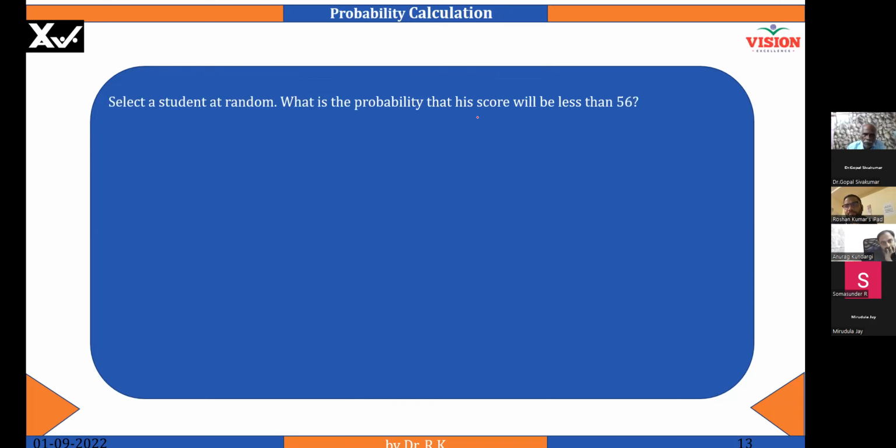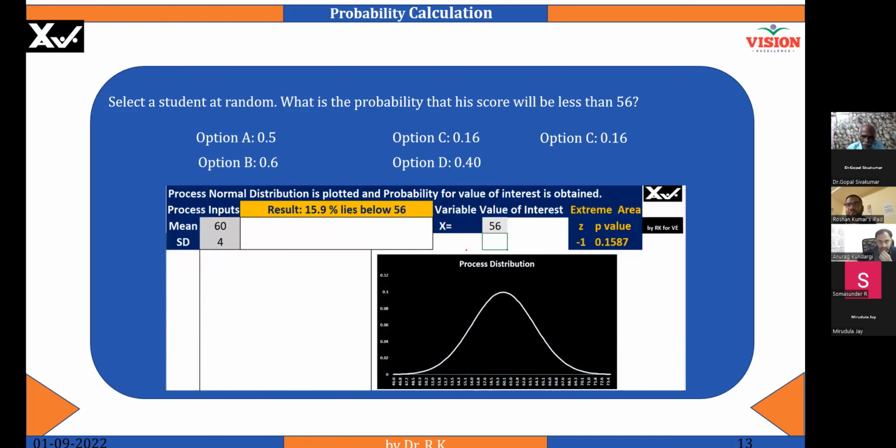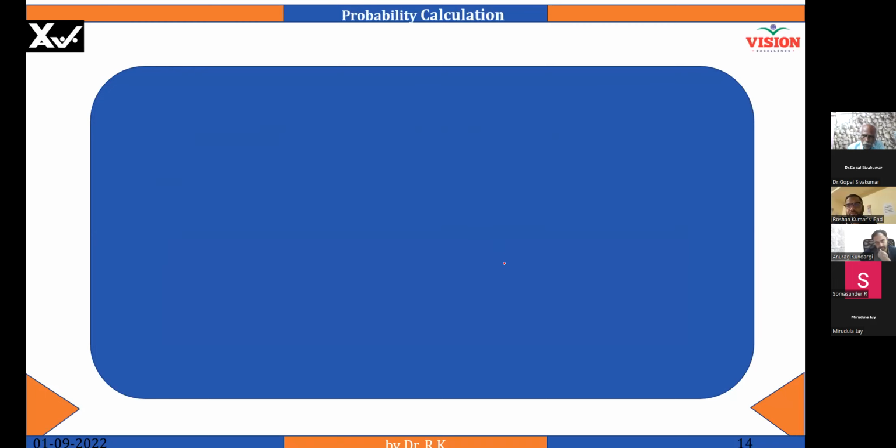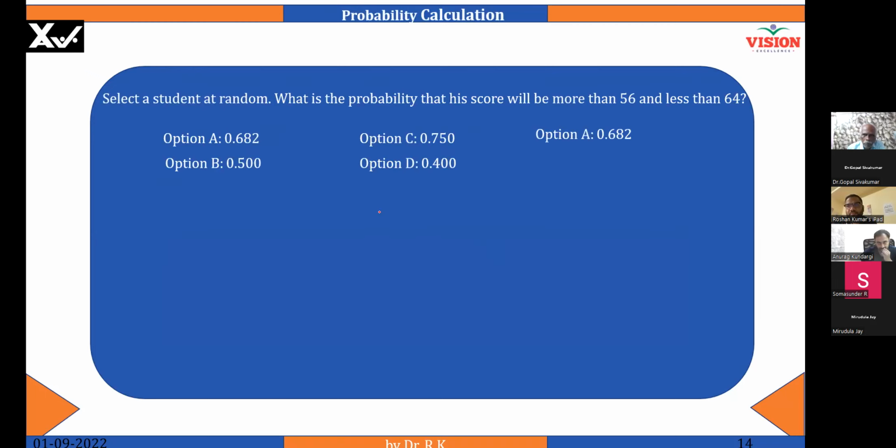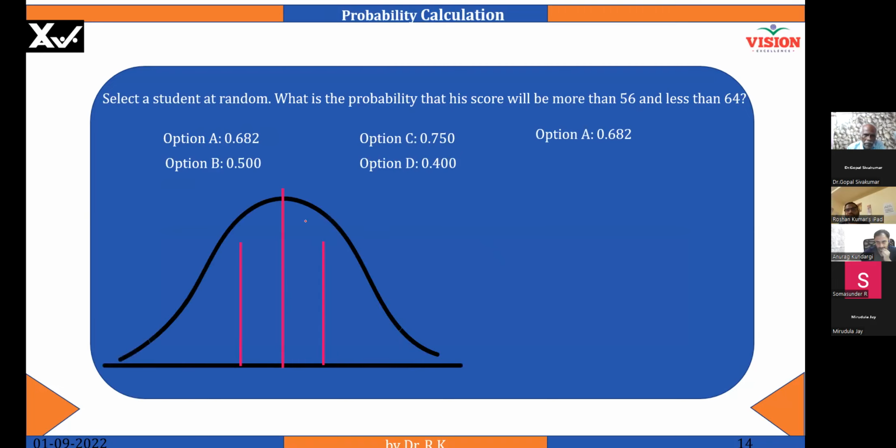Select a student at random. What is the probability that his score will be less than 56? Same way, do it yourself later. So it will be less than 0.5. Therefore, option C, 0.16. See here, I use the calculator. You can use this calculator also. So this is how to use this normal distribution.